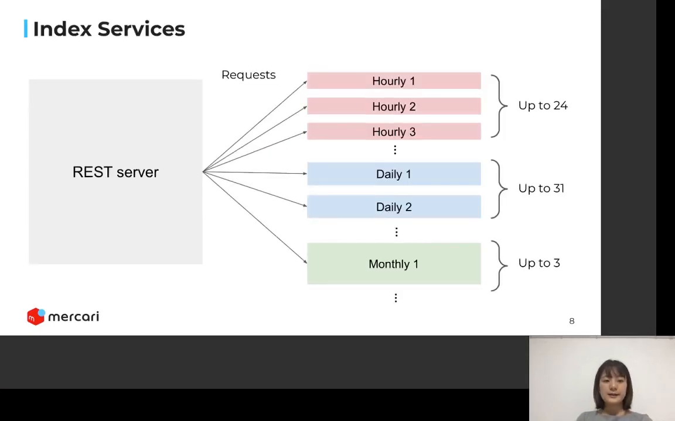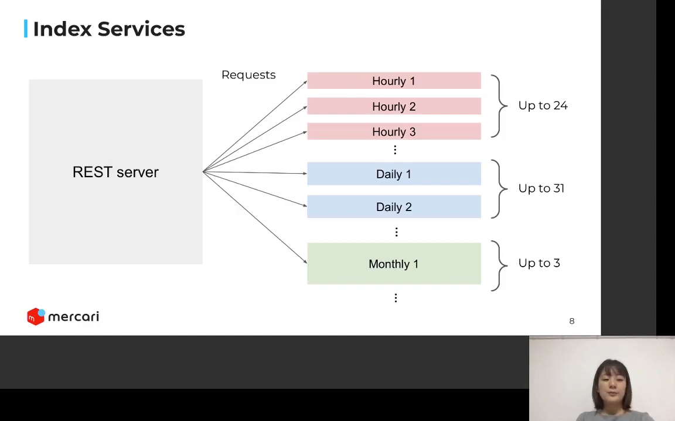Mercari image search is running on Kubernetes with the configuration shown in the figure. Each index is packed into a separate Docker image every hour and deployed as a separate service. In other words, 24 services are deployed in 24 hours. And then, we reorganize our index into daily and monthly indices by cron jobs every day and every month.